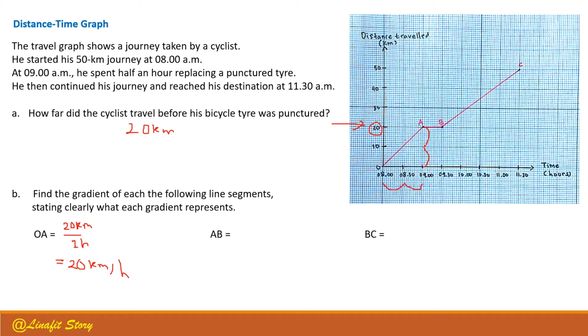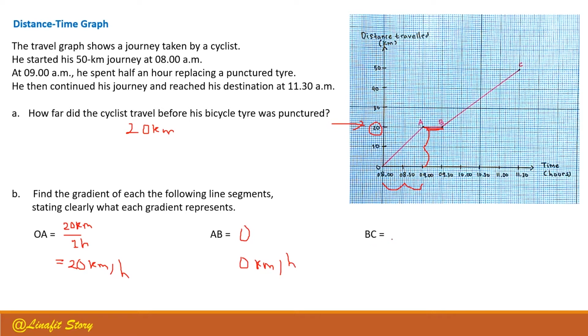Gradient of AB is 0. This means that the average speed of the cyclist from A to B was 0 km per hour. Why? Because he was stationary.